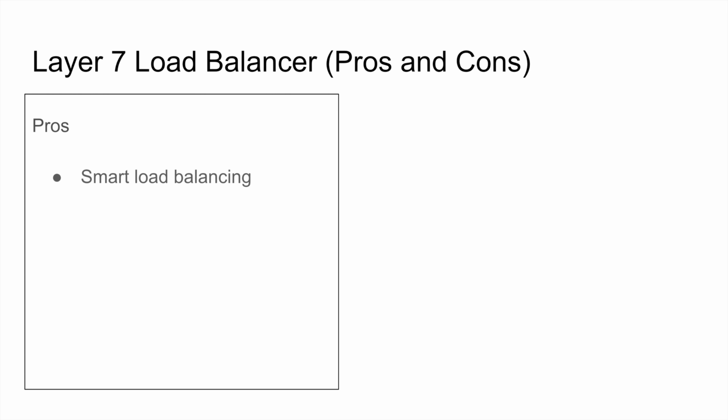Let's talk about pros and cons, guys. Pros, what's good about this? Well, smart load balancing. We can do a lot of smart load balancing. We can do all this microservices stuff. We can look at the data and make decisions based on the data and forward the data based on certain logic, right? On the headers, which is pretty powerful if you ask me.